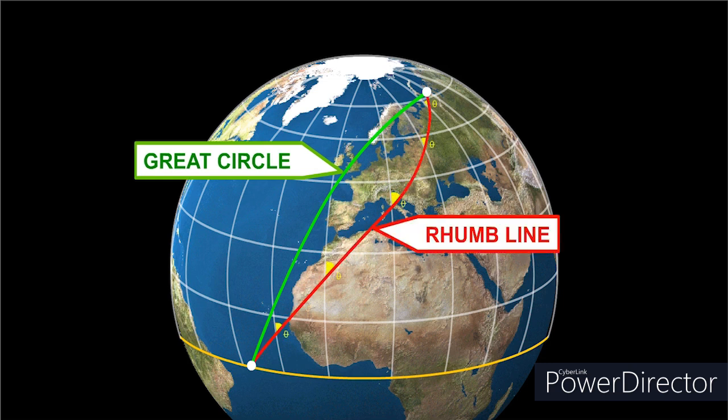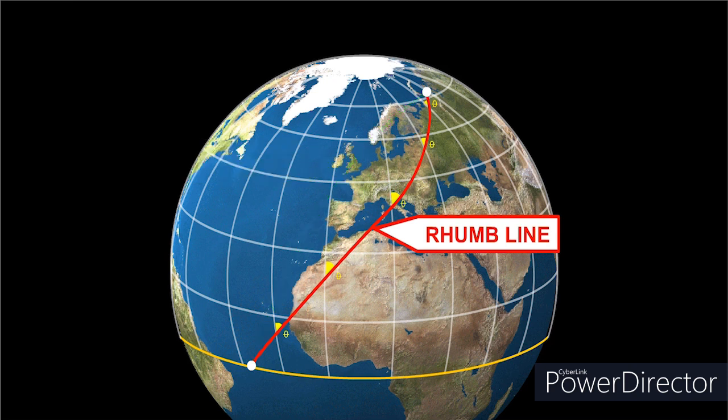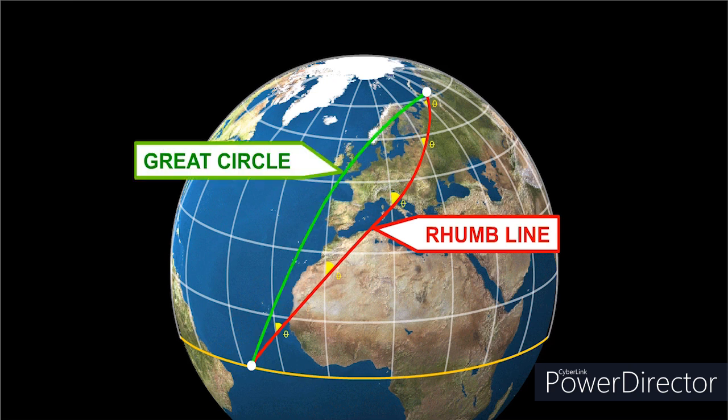A line that does have constant direction is called a rhumb line, and this line will cut each meridian at the same angle. A rhumb line therefore has the advantage of a constant track. From the diagram on the screen, we can see that a typical great circle track follows a different path over the Earth's surface to the rhumb line track, between the same departure and destination positions.